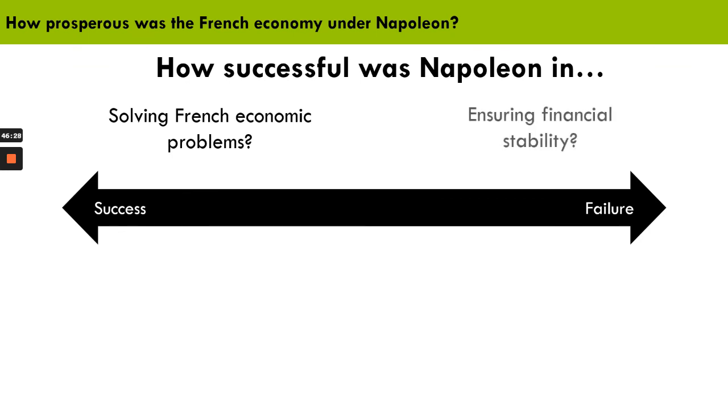But if you look at things in another way, in terms of ensuring financial stability, I think you could maybe paint a more positive picture, couldn't you? Because there was financial stability. You had the Bank of France, you had a currency that was recognised, you had a much more efficient tax collection system, a much more modernised taxation system, you had public budgeting. You had all of those things that you would recognise in a modern state. So I think you can give Napoleon some credit for ensuring financial stability.